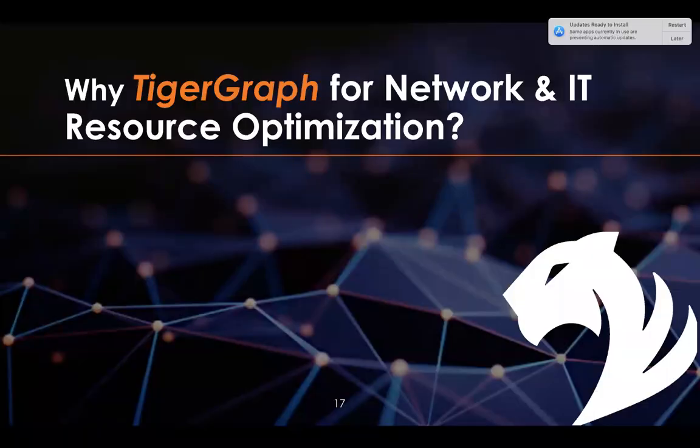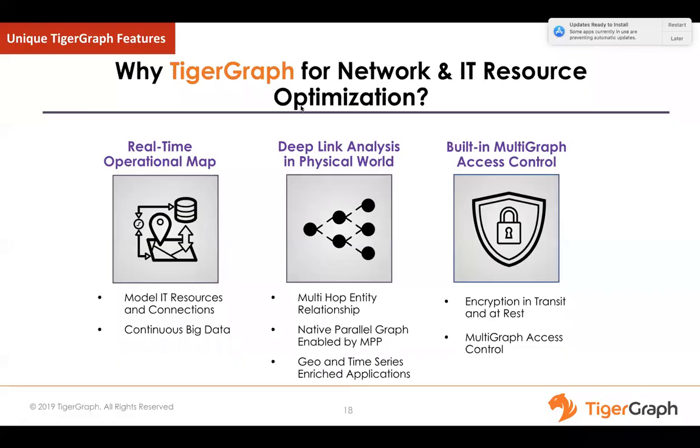So why TigerGraph for operational network and IT resource optimization? So that you can have an efficient operational IT stack. There are a few benefits, some unique TigerGraph features that will help you to achieve this. First, it is fitted for a real-time operational map for large amounts of data. And TigerGraph handles continuous data streaming, it's transactional, and it can visualize the operational map of these devices.